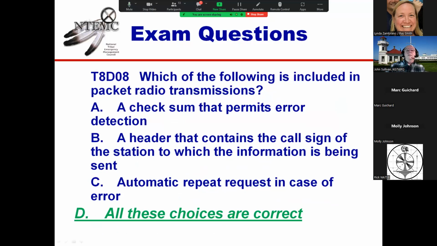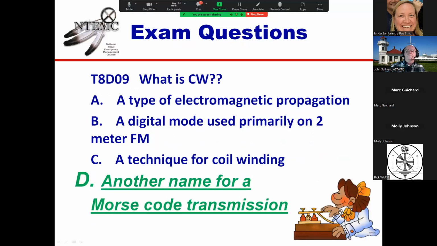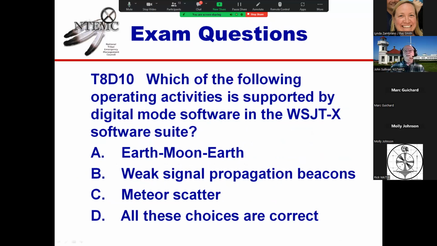What is CW? Continuous wave, Morse code. It's another name for Morse code transmissions, CW. Which of the following activities is supported by digital mode software in the WSJT-X software suite? Now remember that suite had a number of different things. Earth, Moon, Earth was one of them. Weak signal propagation beacons was another one. Meteor scatter. It is all of the above. FT8 was another one that they didn't list here. That's the one that's very popular.